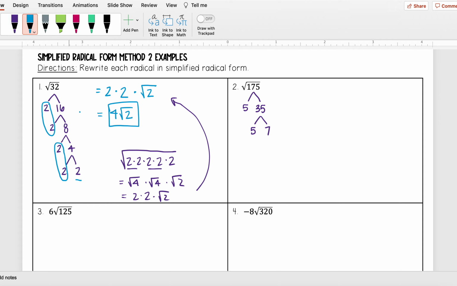So now I need to look at where my pairs are. And so I'm looking at the ones that are at the bottom of this factor tree. And so I see that I have 1 pair of 5's. So that means since I have 1 pair of 5's, 1 5 comes out. And then all that's left inside the radical is this 7, since it did not have a pair. And so that will become my answer.